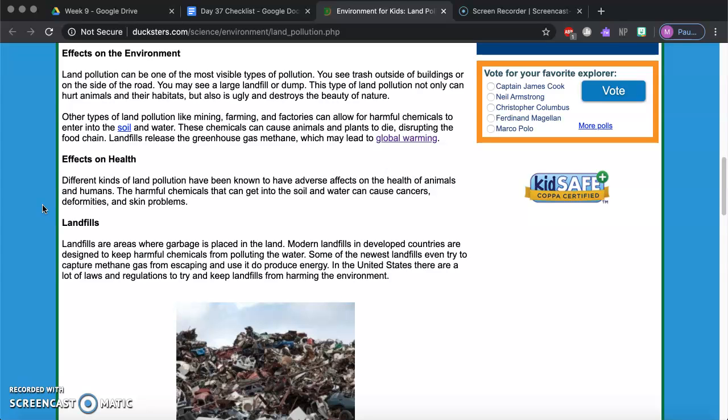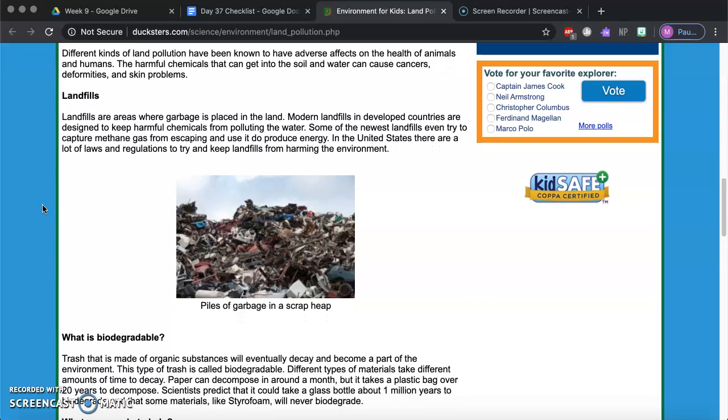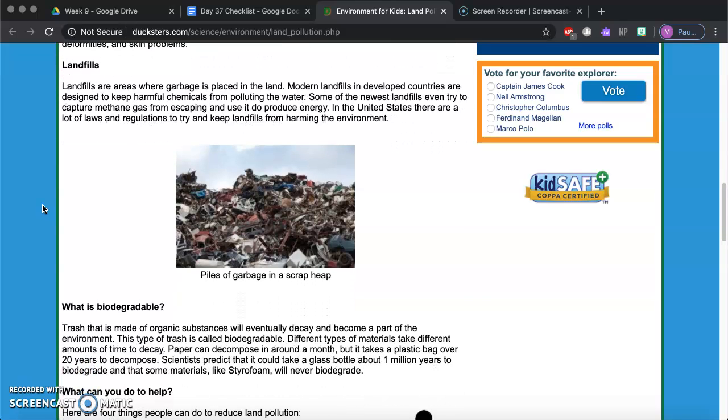Effects on health. Different kinds of land pollution have been known to have adverse effects on the health of animals and humans. The harmful chemicals that can get into the soil and water can cause cancers, deformities, and skin problems. Landfills. Landfills are areas where garbage is placed in the land. Modern landfills in developed countries are designed to keep harmful chemicals from polluting the water. Some of the newest landfills even try to capture methane gas from escaping and use it to produce energy. In the United States, there are a lot of laws and regulations to try and keep landfills from harming the environment.